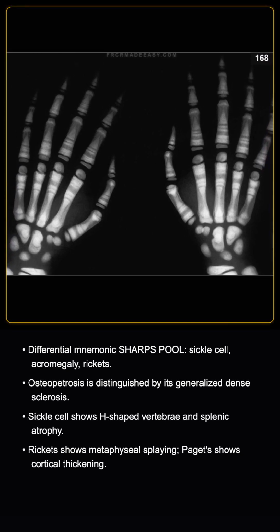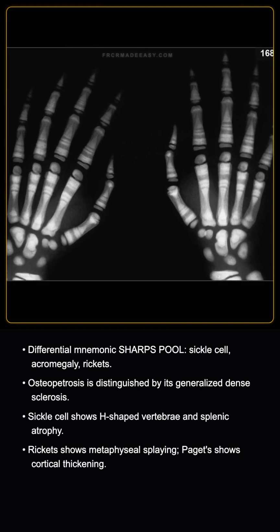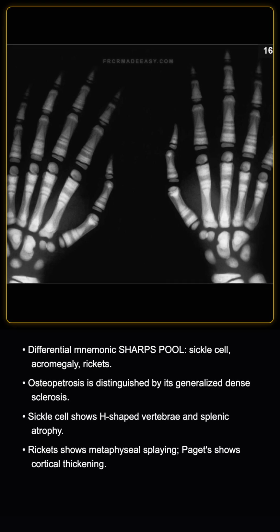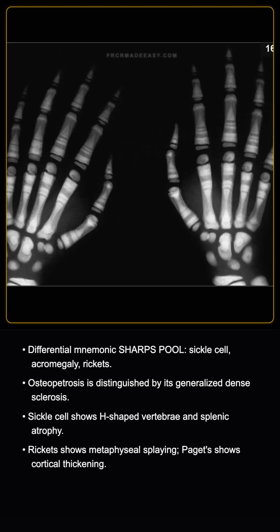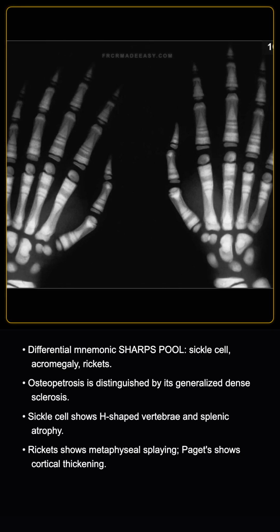Sickle cell disease presents with H-shaped vertebrae, avascular necrosis, and splenic atrophy. Rickets is characterized by splaying and fraying of the metaphyses, whereas Paget's disease displays cortical thickening and coarsened trabeculation in elderly patients.